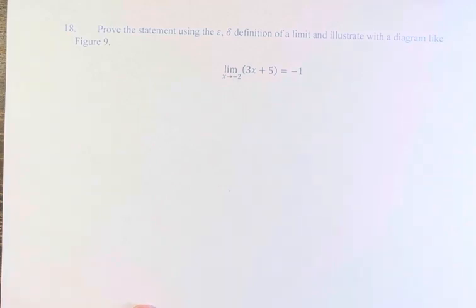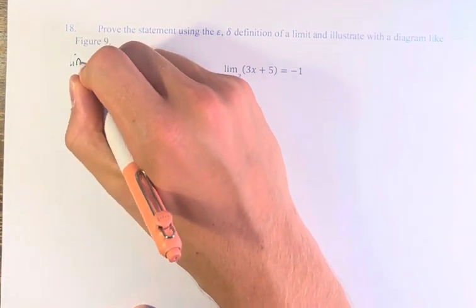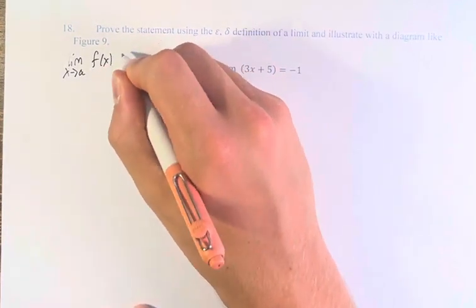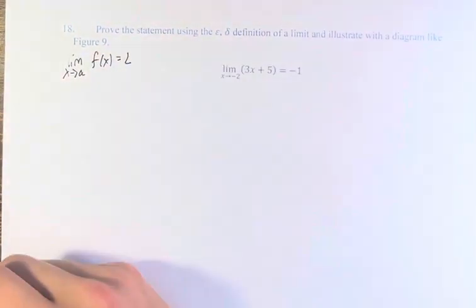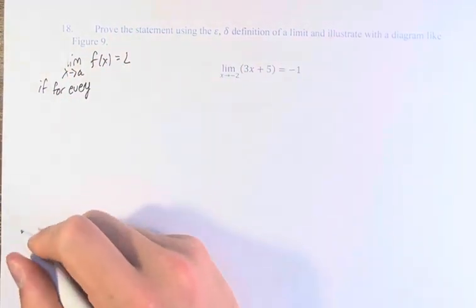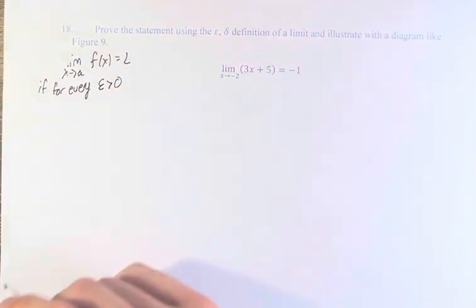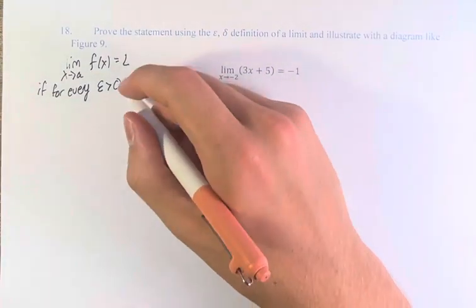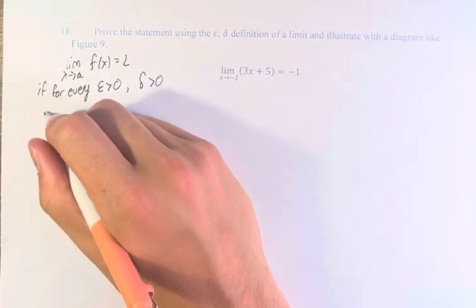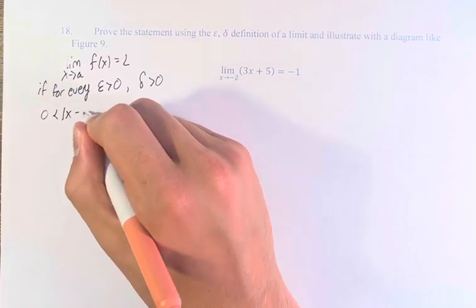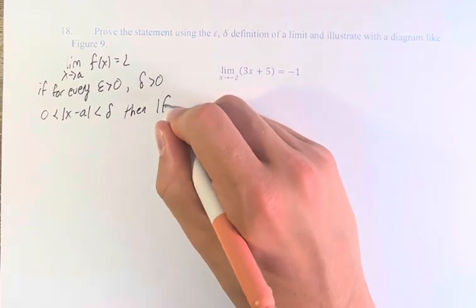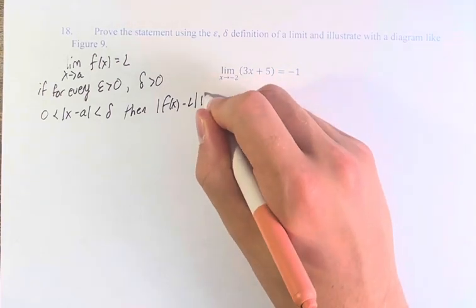So the formal definition of a limit states that the limit as x approaches a of f of x is equal to L if for every positive number greater than 0, which we're denoting by epsilon, there is an associated delta greater than 0, such that if 0 is less than the absolute value of x minus a is less than delta, then the absolute value of f of x minus L is less than epsilon.